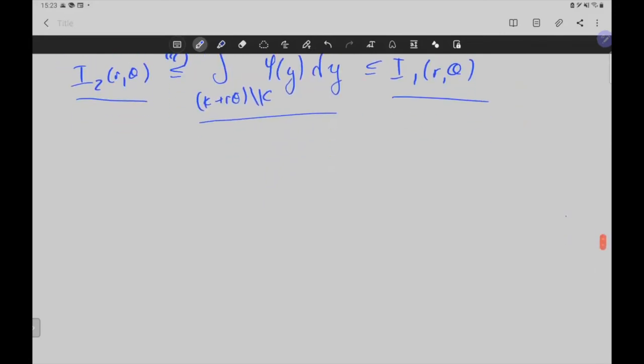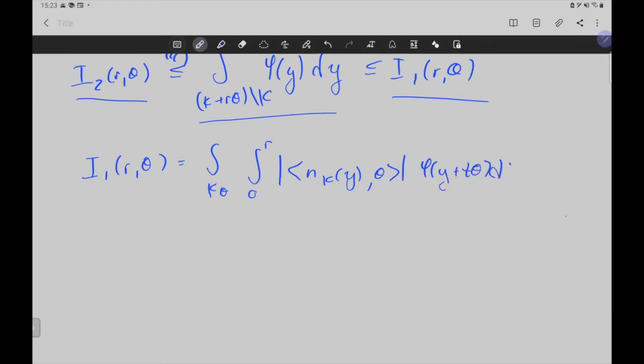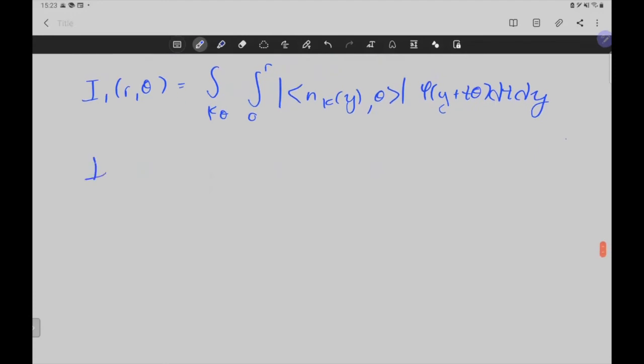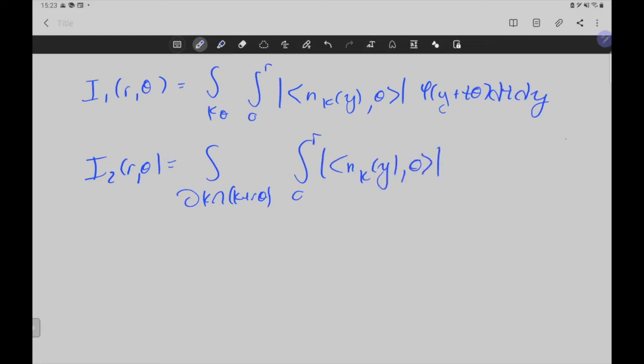But here, what are I1 and I2? I1 of R theta is this integral over K minus theta, and then integral from zero to R, of the absolute value of the scalar product of the outer unit normal of K at y with theta, phi of y plus t theta, dt dy. And the second one is just the polar representation of the second set. I2 of R theta is the integral over the boundary of K intersected with K plus R theta, integral from zero to R, of the absolute value of the scalar product of the outer unit normal of K at y with theta, and then phi of y plus t theta, dt dy.